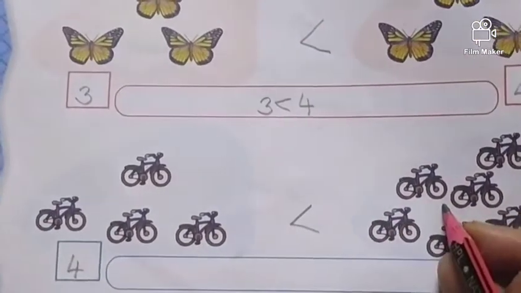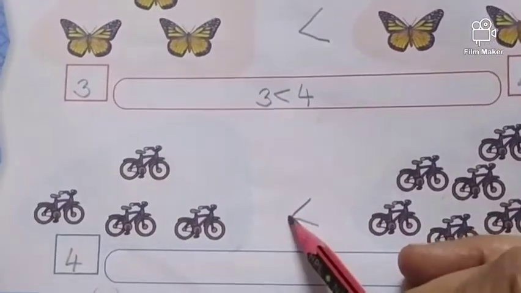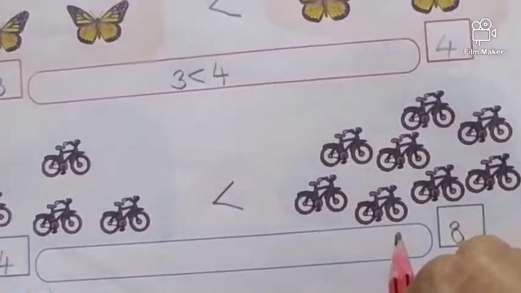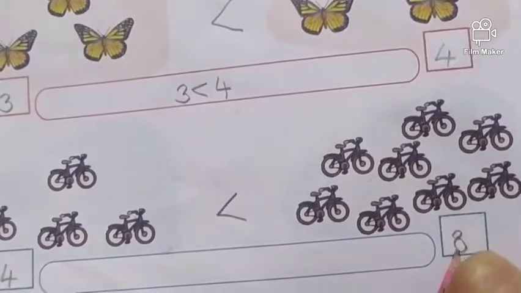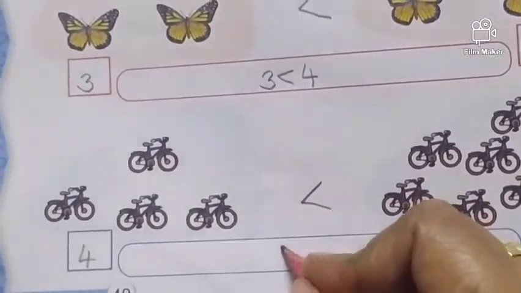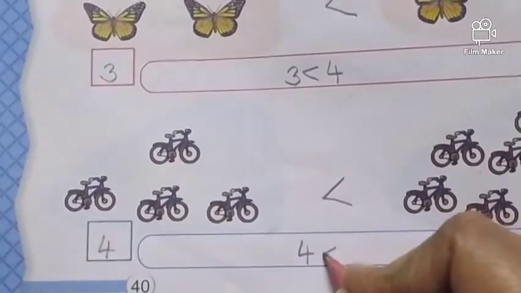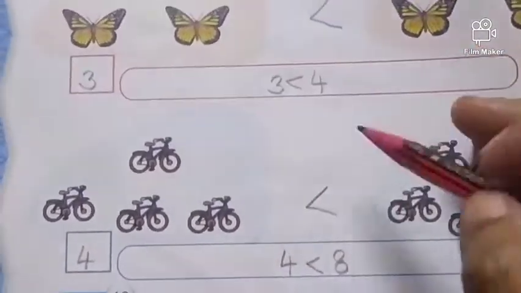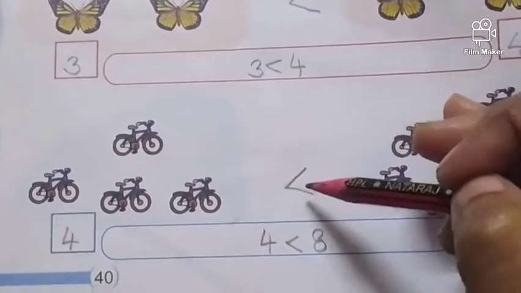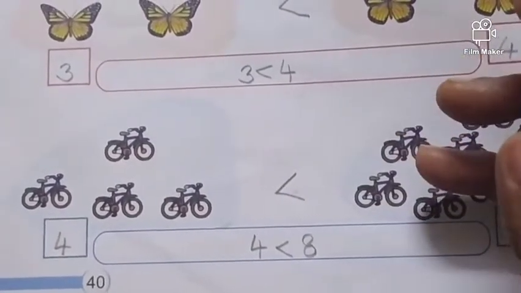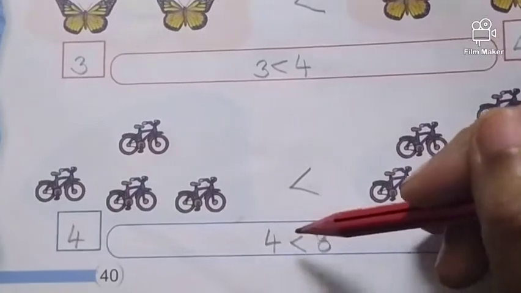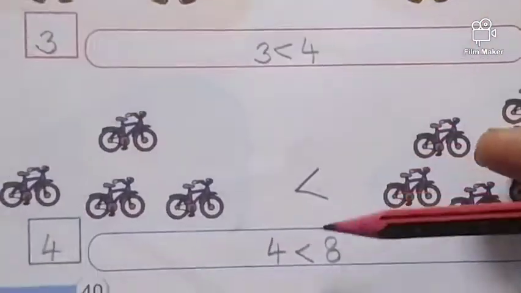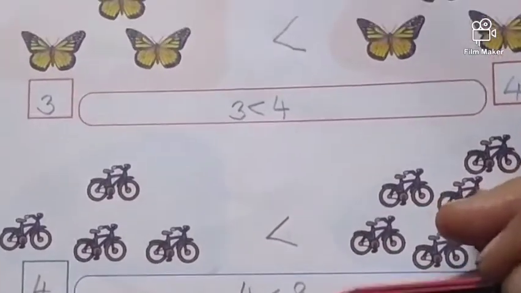Open to the greatest number. Close the pointed part to the lesser number. 4 and 8. Which is greater? 8. So write the expression: 4 is less than 8. Always say loudly the sign. Otherwise this sign will not be ready to talk to you. Say it loudly: 4 is lesser than 8. Then this sign becomes happy. Okay. 4 is lesser than 8.